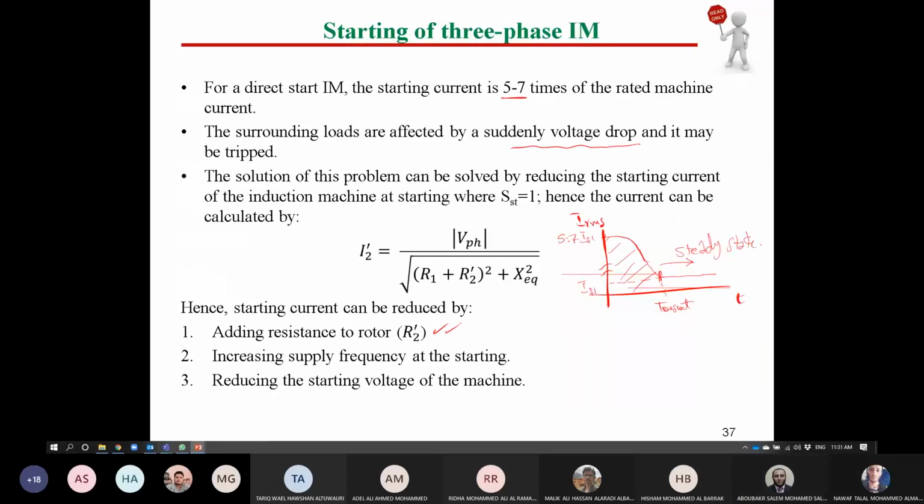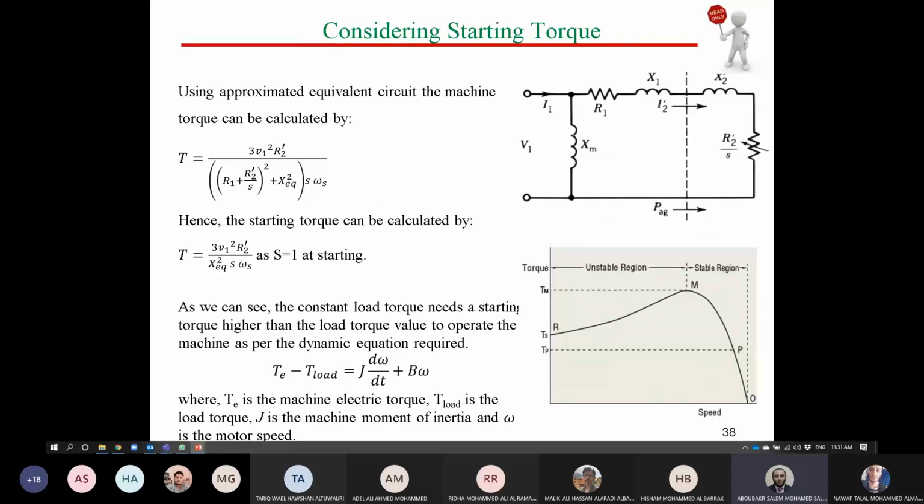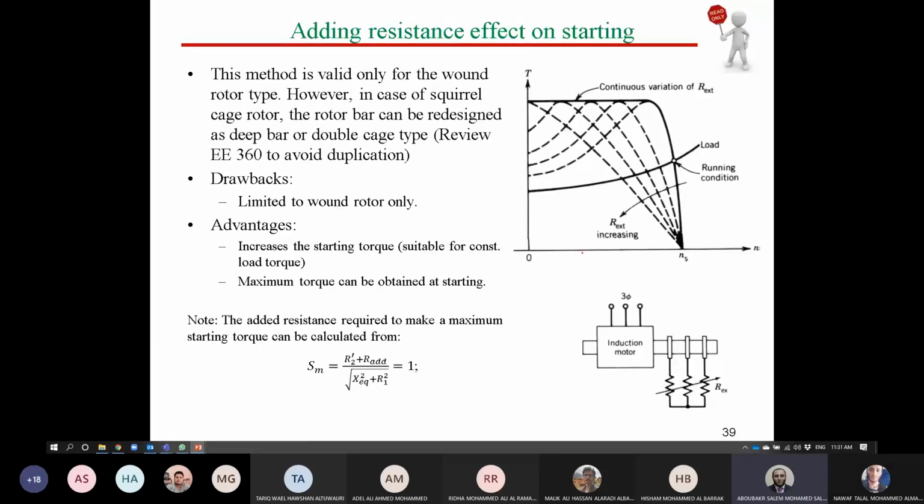So we have now either adding resistance, increasing supply frequency, or reducing starting voltage. But you have to consider your case of loading. If it is constant load torque, you have to consider that and keep T starting greater than the load torque in order to start your load. Adding resistance, we know adding resistance techniques and we discussed it. As you can see, you can increase the value of T starting, and at the same time it will reduce the value of starting current.